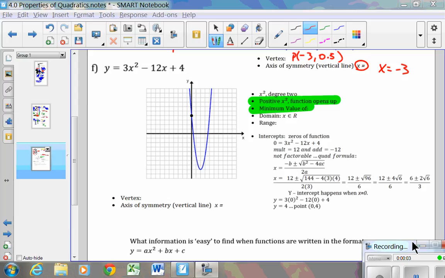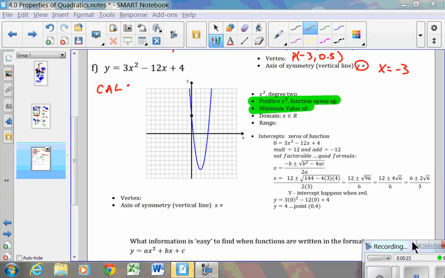This is example F from our properties lesson, looking at a positive x squared function. An x squared function, again, means it's degree 2. Positive means we're happy, our graph is opening up. We want to find a minimum.